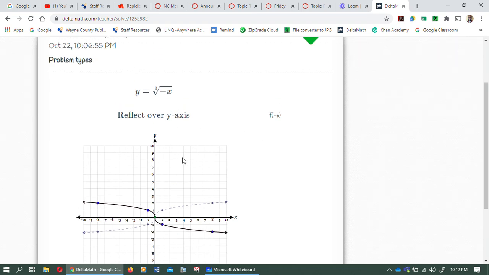Alright, so again guys, this here is reflecting it over the y-axis. It would work in a similar way if you were reflecting it over the x-axis. And so guys, if you were reflecting it over the x-axis, then this equation would have a negative on the outside of this function, instead of a negative on the inside.